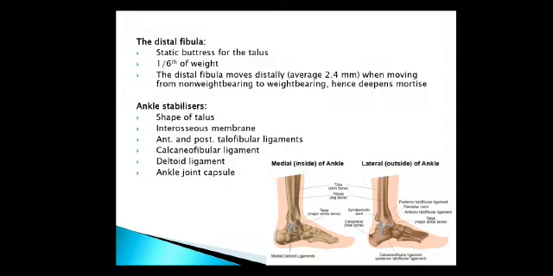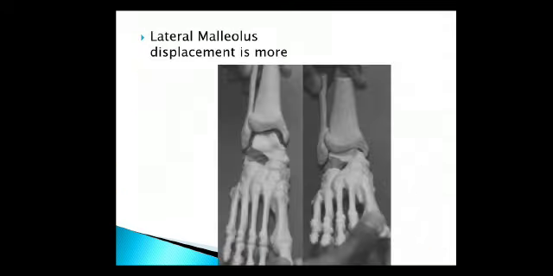The distal fibula is a static buttress for the talus, where it bears 1/6 of the weight, and the distal fibula moves distally around 2.4 mm when moving from non-weight bearing to weight bearing, which helps in deepening the mortise. So the ankle stabilizers are basically the shape of the talus, which fits inside the mortise, the intraosseous membrane, the anterior and posterior talofibular ligament, calcaneofibular ligament, deltoid ligament, and the ankle joint capsule.